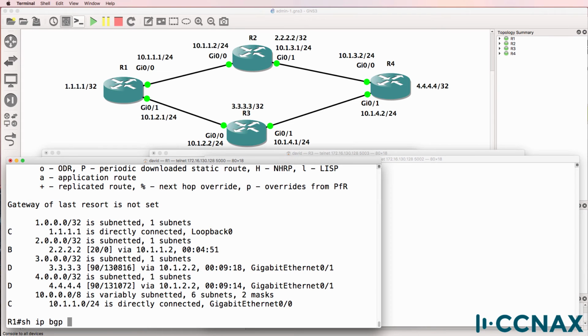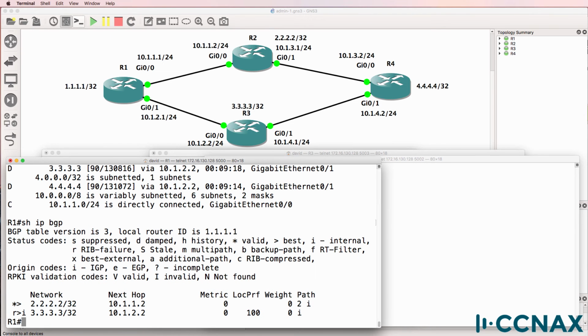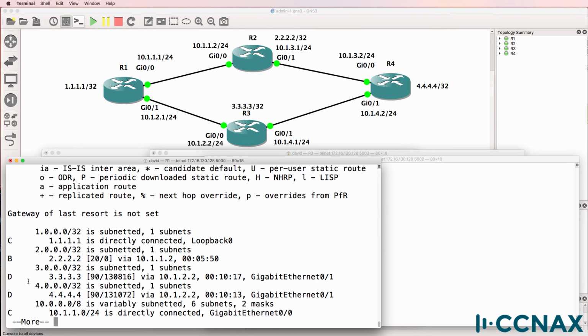Show IP BGP. We're not learning quad 4 through BGP. We are learning about this route, but because of the RIB failure, it's not put into the routing table. Notice here, the I. The route was learned through IBGP, and the reason why this route is not put into the routing table is because EIGRP has a lower administrative distance than IBGP.